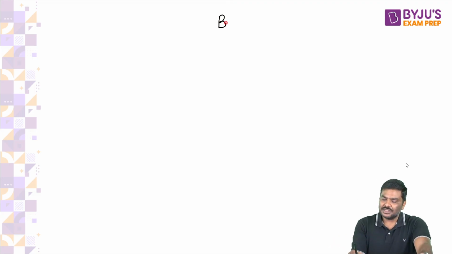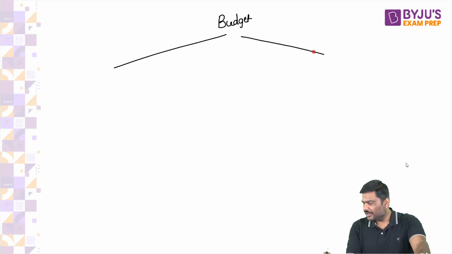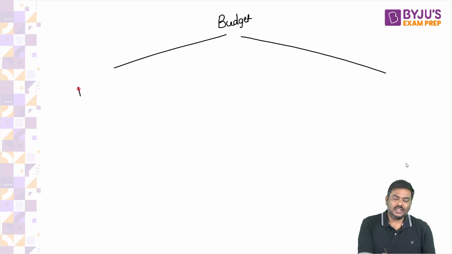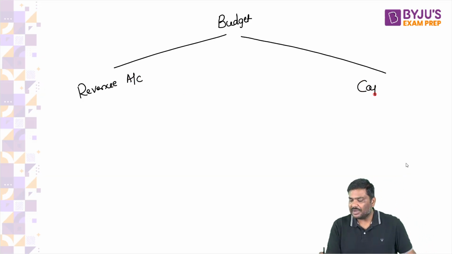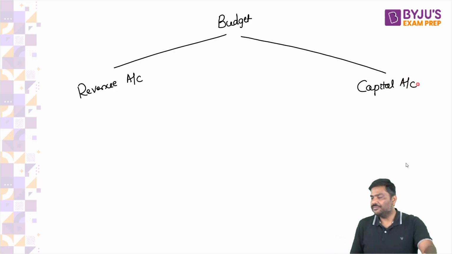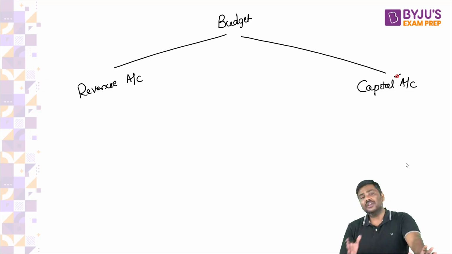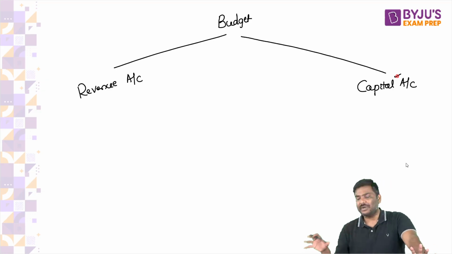Whenever you talk about budget, budget can be divided into two parts. One is called a revenue account in the budget, and the second one is called a capital account in the budget. Understand all these concepts very carefully. One is called the revenue side or revenue account in the budget. Second one is called the capital account in the budget. Now, what is the basic idea? How do we differentiate between what is a revenue, what is a capital?